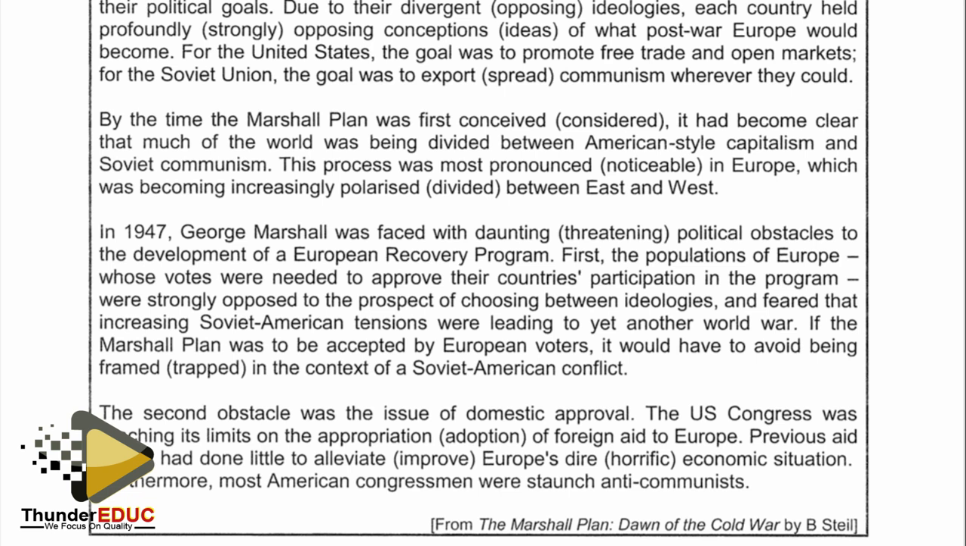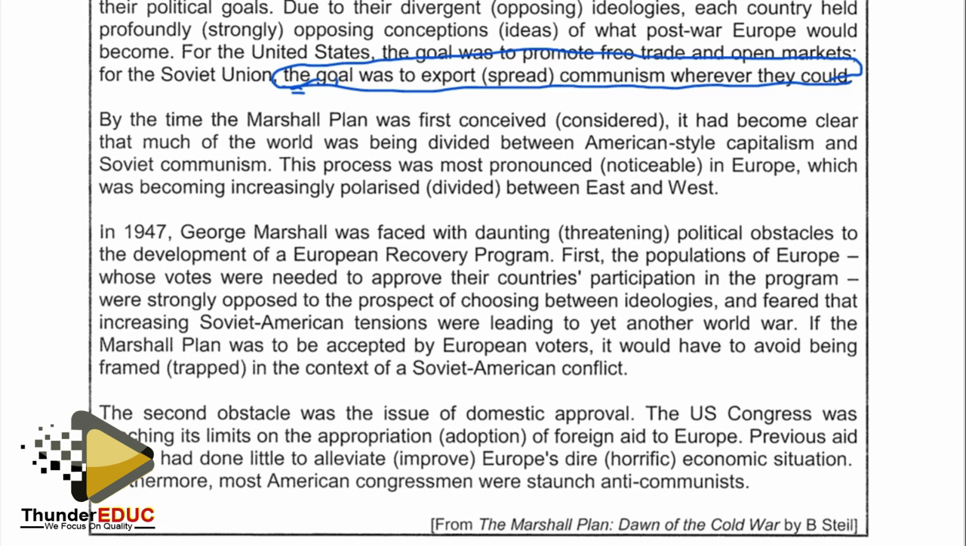Then we move on to the Soviet Union. The response is also given here. We also extract the response here. What was the view of the Soviet Union? It is indicated that the goal was to export or spread communism wherever they could. That was their goal for post-war Europe. They wanted to make sure that each and every country was exposed to the idea of communism. Wherever they could reach, they wanted to export the communist ideology.